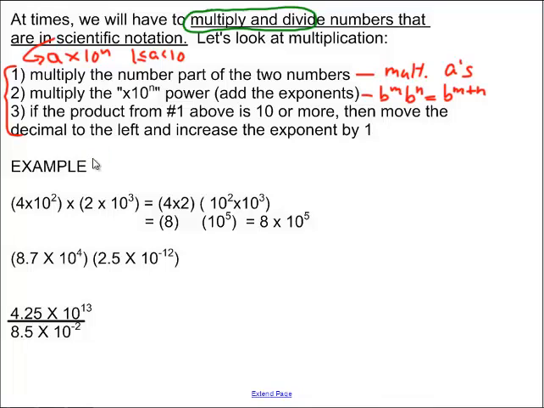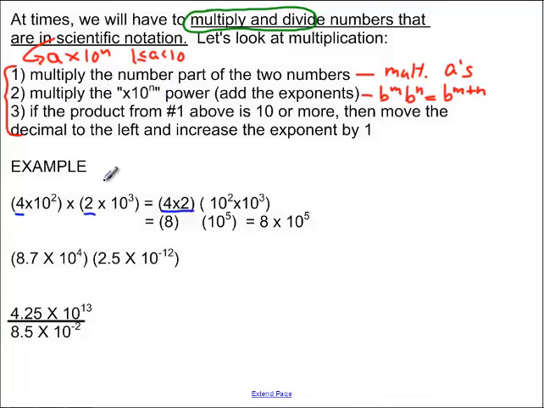Here's what we're going to do. Here's an example. We have 4 times 10 squared times 2 times 10 cubed. 4 times 10 squared is a number in scientific notation, and 2 times 10 cubed is a number in scientific notation. We're going to multiply two numbers in scientific notation. Remember, step number 1 is multiply the a parts. My first a part is 4, my second a part is 2, and I multiply those two together. 4 times 2 gets me 8.